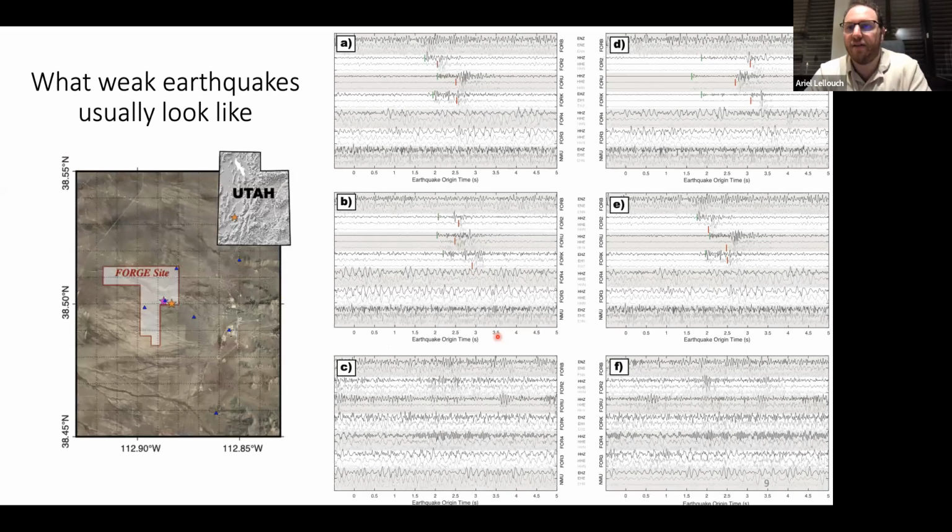So let's start with earthquakes, kind of the induced seismicity risk. Let's see what earthquakes usually look like. So we're going to start with the traditional network, as I mentioned, the blue triangle. So I put some 6 time windows.